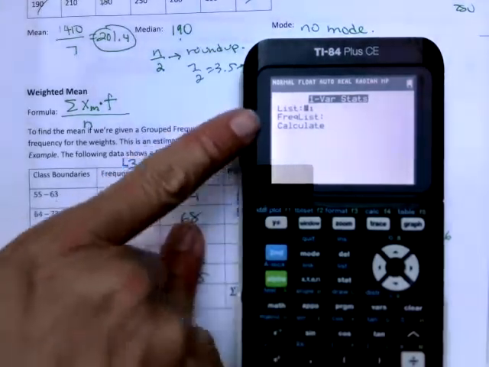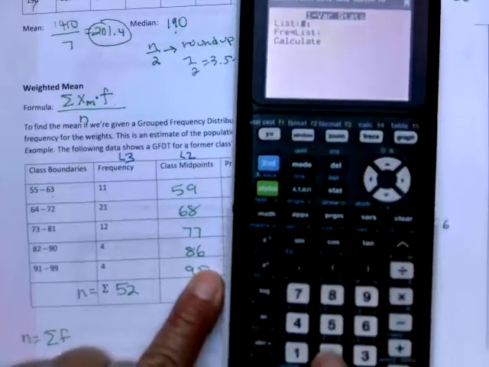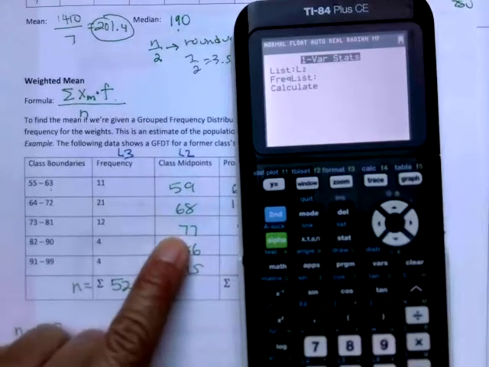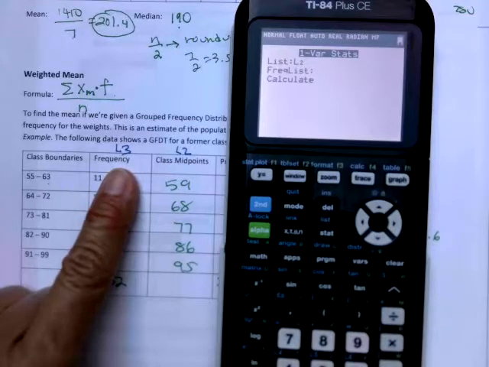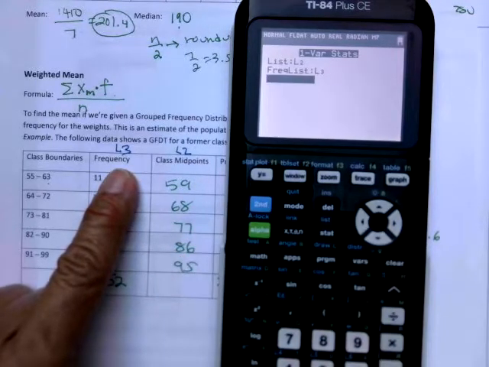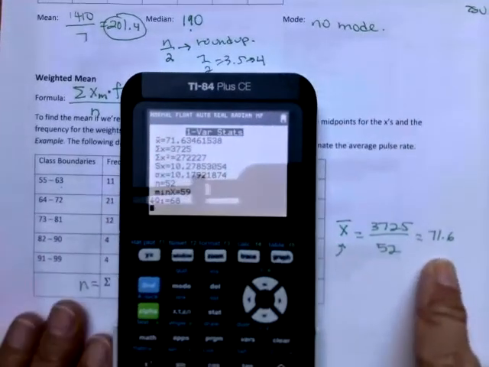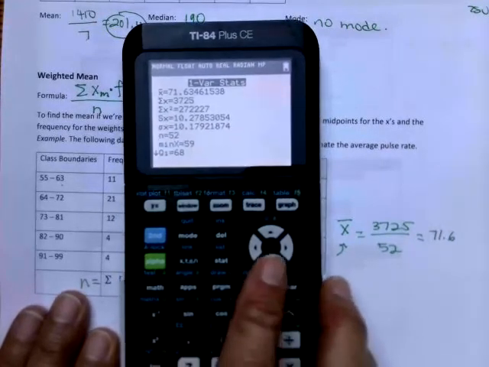Stat, calc, one variable statistics. It does get easier, I promise. So the list, this is my L2. Those are the midpoints. The L2 is on the 2 button, so second 2. Frequency list, I put that in my L3, so I have to tell my calculator that. L3, of course, is on the 3 button. And now calculate. Fingers crossed we get the same value, 71.6. The same. Awesome.